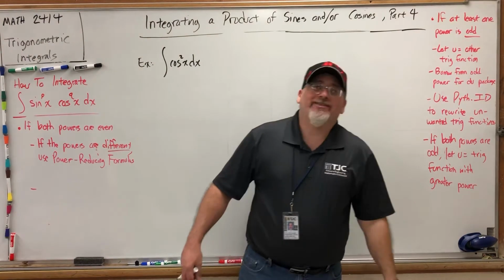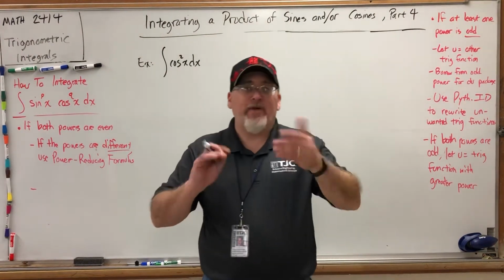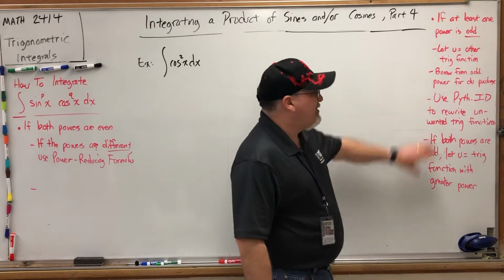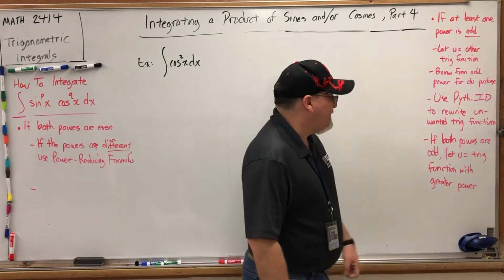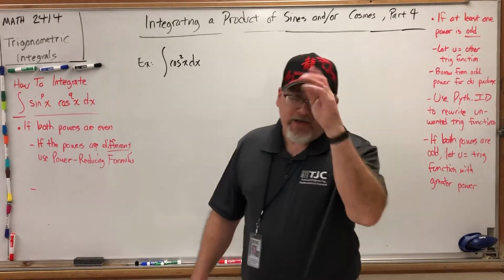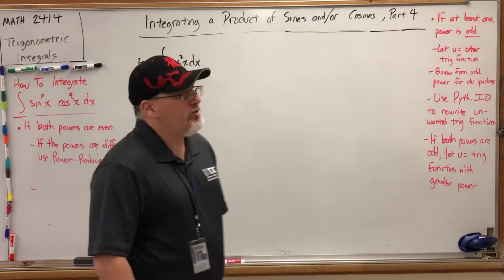You don't have to memorize these steps per se, you just have to do what makes the problem work by identifying the obstacles and knowing the steps for overcoming them, like using the Pythagorean identity. But if both powers are odd, then I would let u equal the trig function with the greater power. It simplifies the algebra after making the substitutions.